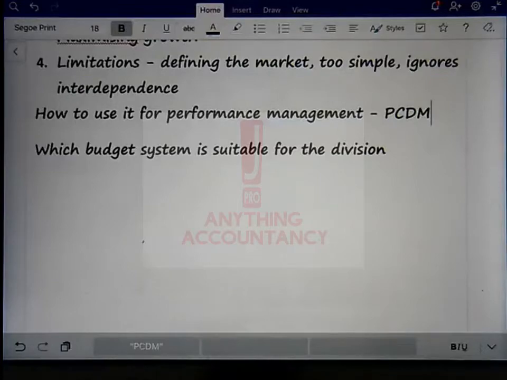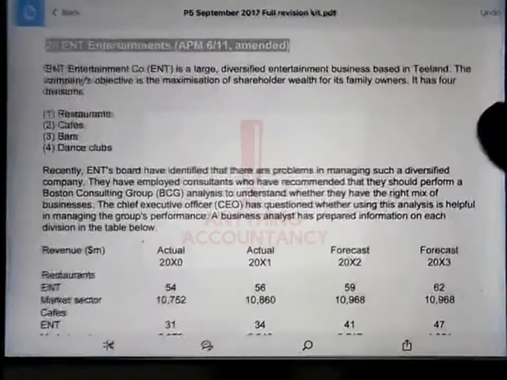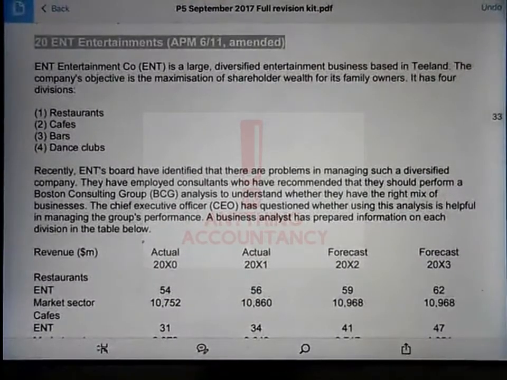Got the idea? Okay. So if you look at this question, ENT is a large diversified group. It's a large diversified group and entertainment business based in Thailand. And the company's objective is the maximization of shareholder wealth for its family owners. So one of the things, it's got family owners. That's one of the things you want to watch out for. Now what are family owners interested in? Well, they are interested in long-term sustainability, for the generations to have.